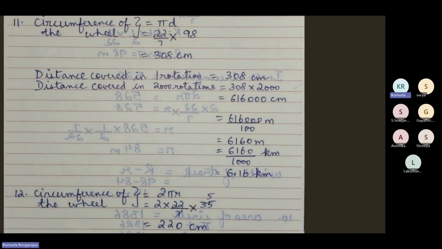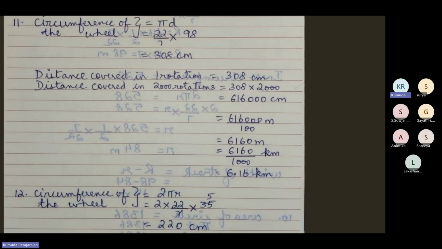So to find the distance covered in 2000 rotations, you first find the distance covered in one rotation. That is equal to 2 pi r, the circumference of the wheel. Since diameter is given, I've used the formula pi d. So the circumference is 308 centimeters, the distance covered in one rotation. In 2000 rotations, it would be 308 into 2000. The answer is in centimeters because the diameter is given in centimeters, and that's a huge value.